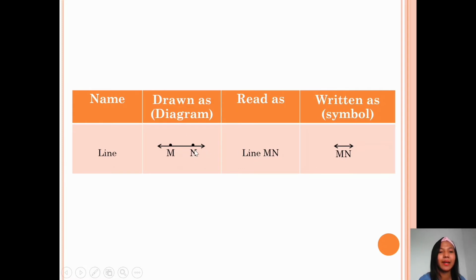Everybody read line MN. So when you write it, this is the symbol when you write line MN. Just write the letter M, letter N. If it is a big letter, then you should write a big letter also. And then make sure that you put the line symbol above these 2 letters. So this is how exactly you're going to write it in symbol.